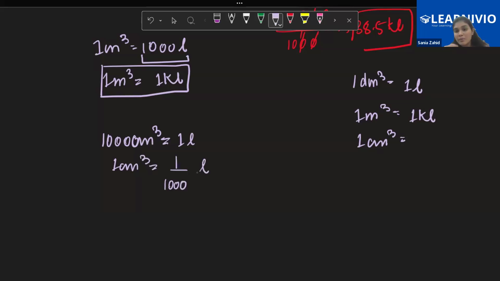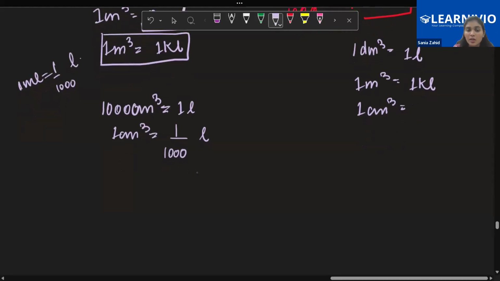So children, 1 by 1000 liter is actually equal to a milliliter. 1 ml is only 1 by 1000 liter, right? 1 ml is 1 part of 1000 ml, 1000 liter. So 1 centimeter cube is actually 1 ml.